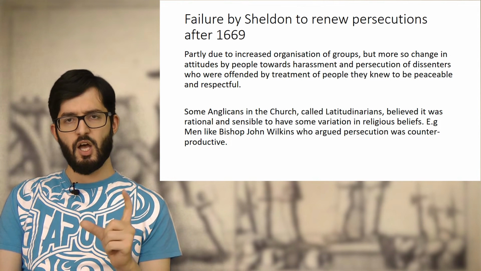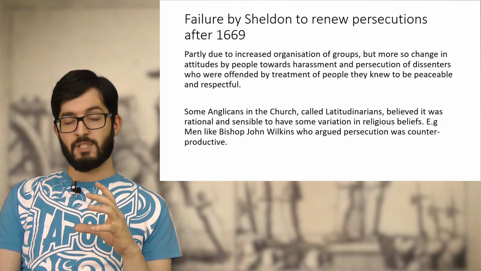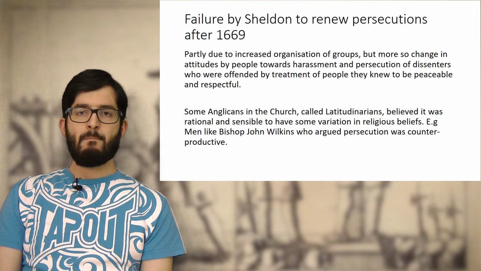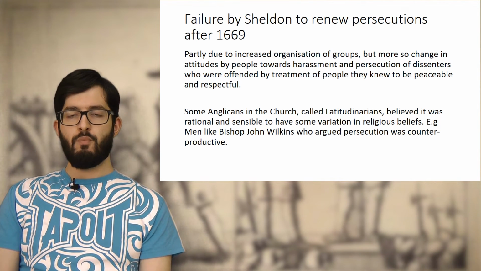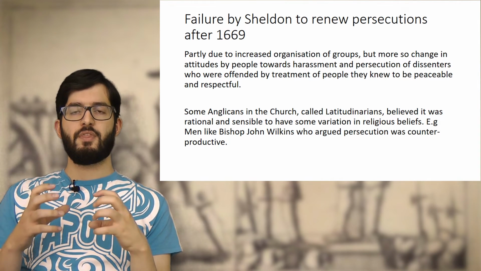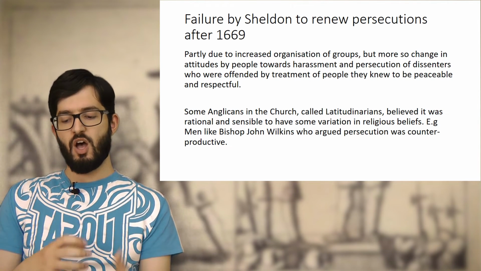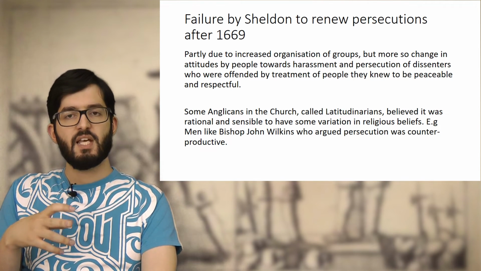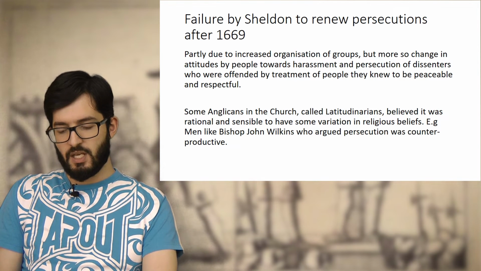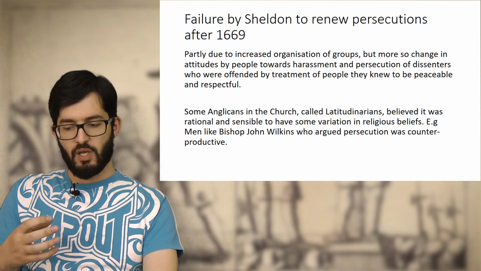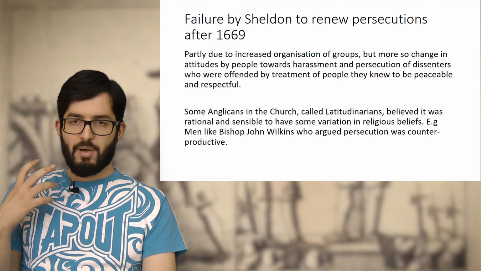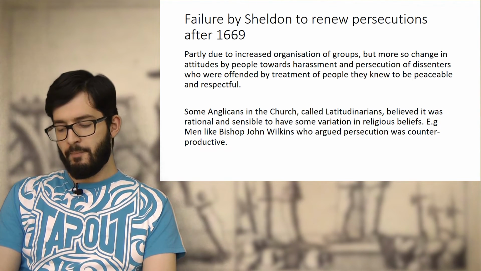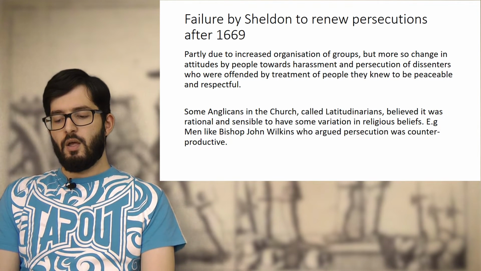You also, in particular in the church, get the development of groups, some Anglicans called latitudinarians, who are essentially a moderate type of Anglican who believe in allowing some width and scope of belief within the church, that it's actually rational and sensible to allow some variation in beliefs as opposed to imposing strict uniformity. So you have men, for example, like Bishop John Wilkins, who basically argue that persecution was a counterproductive measure and that they shouldn't be following it as a result.